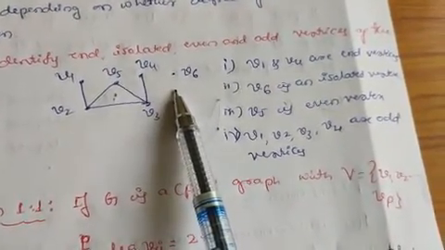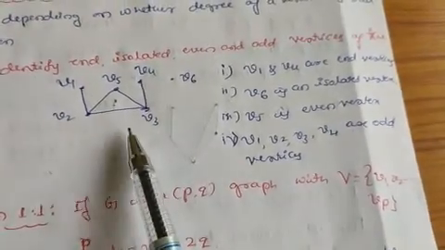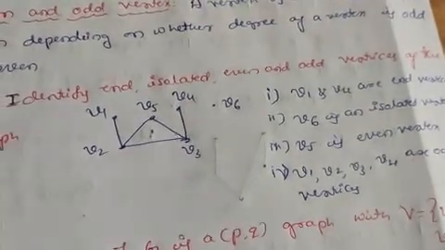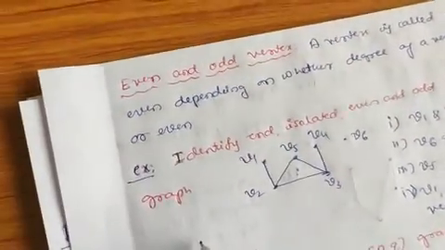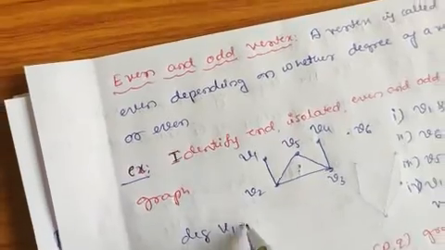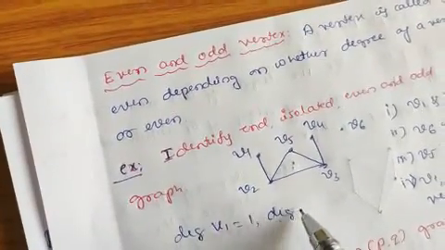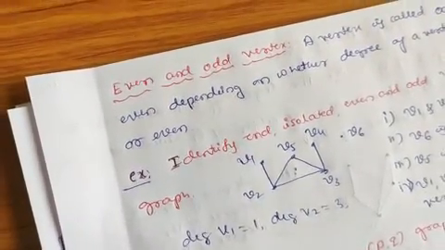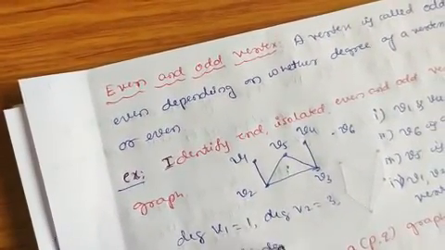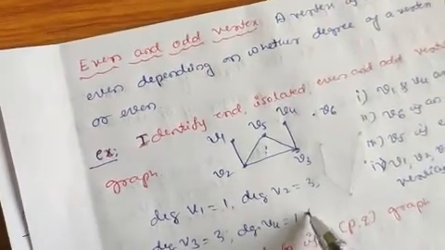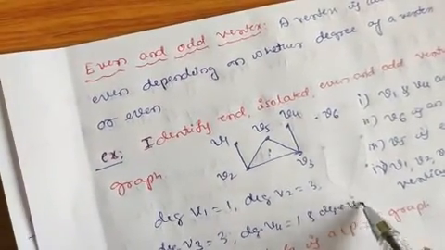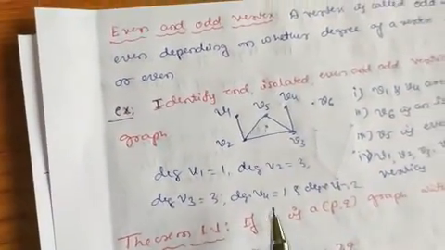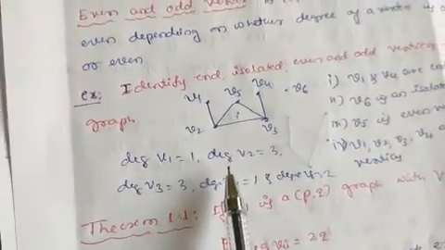So V6 is an isolated vertex. And here, even and odd vertex means first you have to write the degree of each vertex. So we know the degree of V1 is 1. Degree of V2 is 3. Degree of V3 is also 3. Degree of V4 is 1. And degree of V5, it has how many edges here? 2 edges. So in this way, first you have to find the degree of each vertex and identify even and odd vertices.